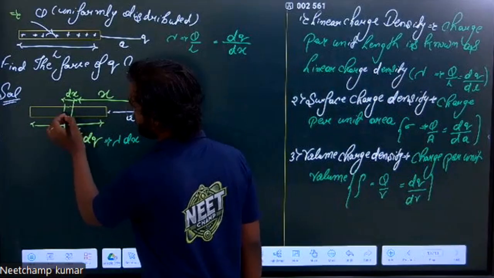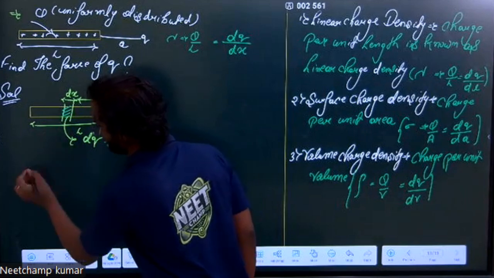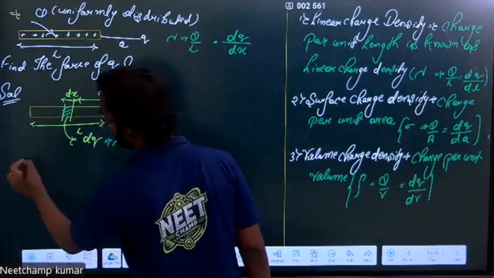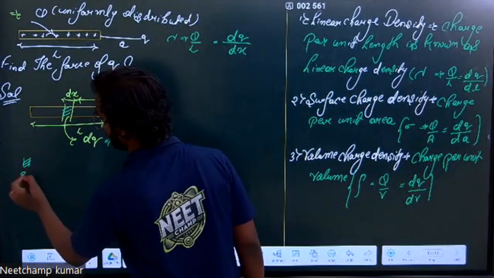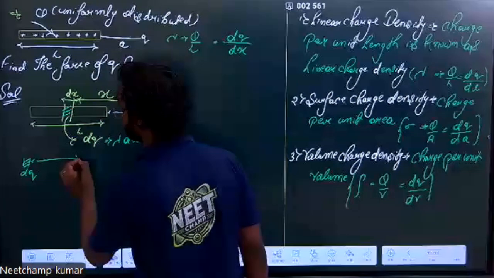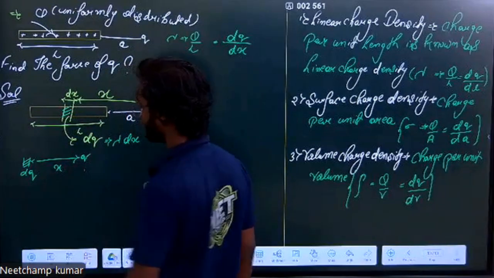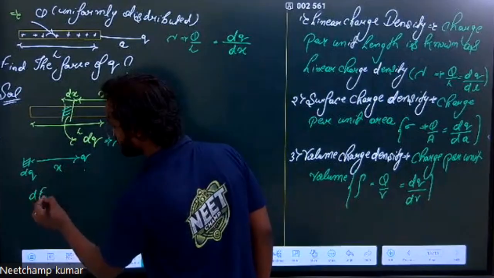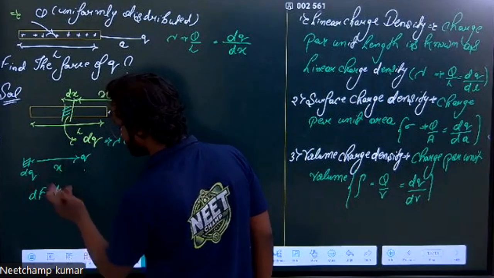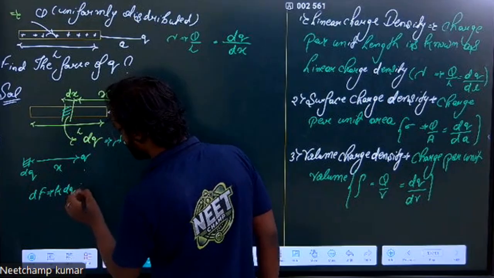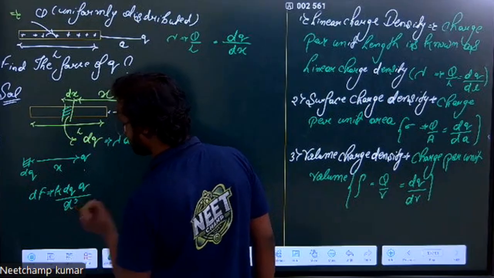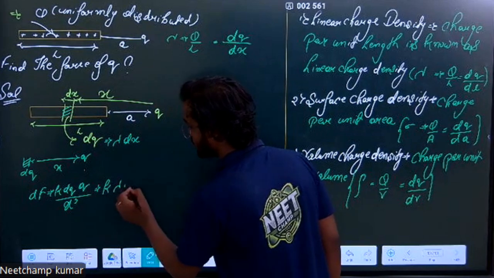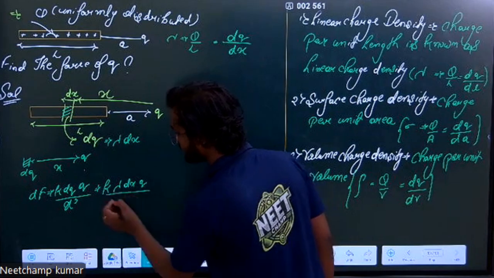Now, if you see this picture properly, we have converted our problem to this. We have a small charge dq, and from here the distance is x, and we have another point charge q. Now we have to calculate the force between these two. It's a simple problem. A small force df will simply be k dq into q divided by x square. Now dq is lambda dx, so it is k lambda dx into q divided by x square.